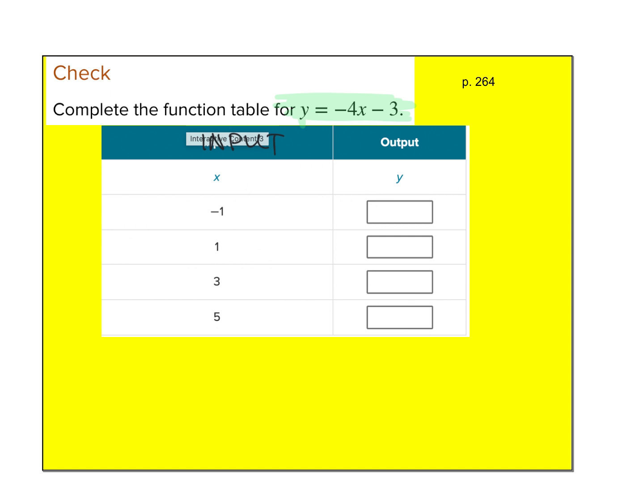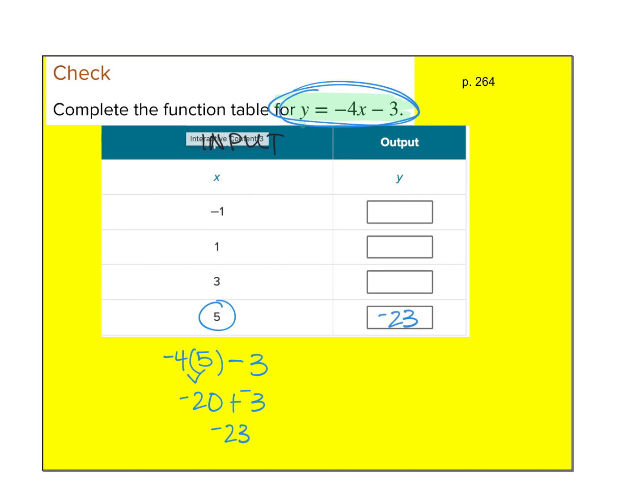So I'm going to write my rule. -4, instead of an x, I'm going to plug in a 5, and then minus 3. Does everybody see where I got that from? Here's my rule, and I plugged in that input. Well, -4 times 5 is -20 minus 3. I'll add the opposite. Remember, you go right in a row. -20 and -3 is -23. There is my output. All right, you guys try the other three. Push play once you've tried all three.